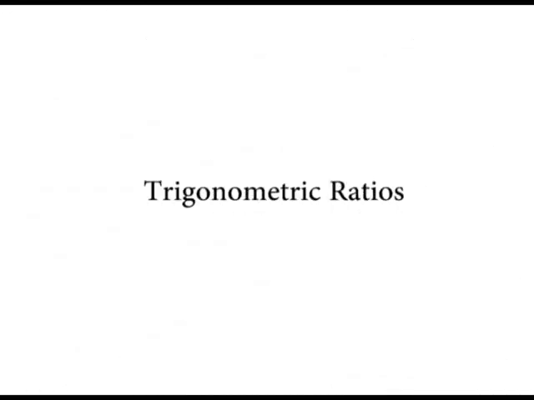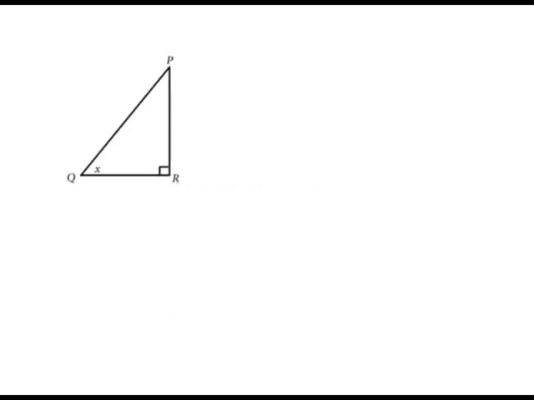Chapter number 4, Trigonometric Ratios. Now consider this triangle PQR and let's get a recap of what we already know. In this figure, PQ is the hypotenuse, PR is the opposite side to angle X, QR is the adjacent side to angle X. We know that sin X is equal to PR over PQ, cos X is QR over PQ, and tan X is PR over QR.